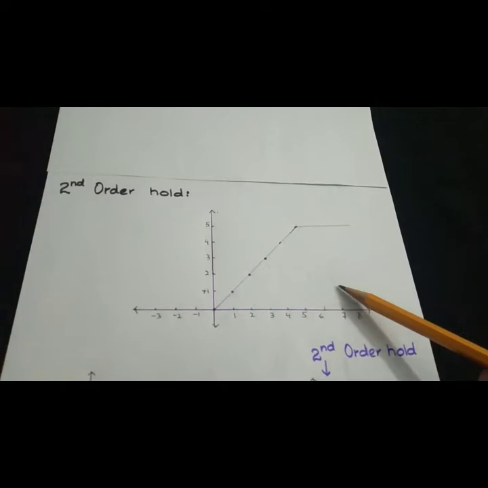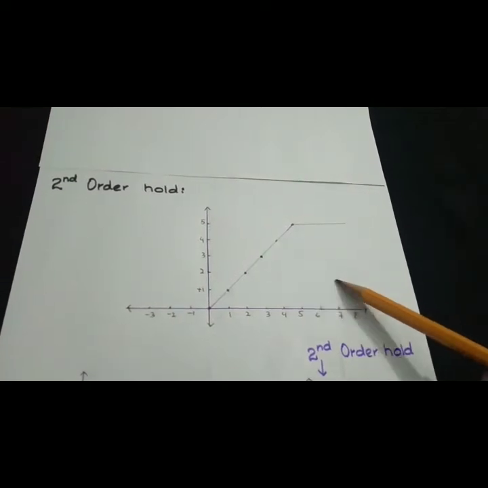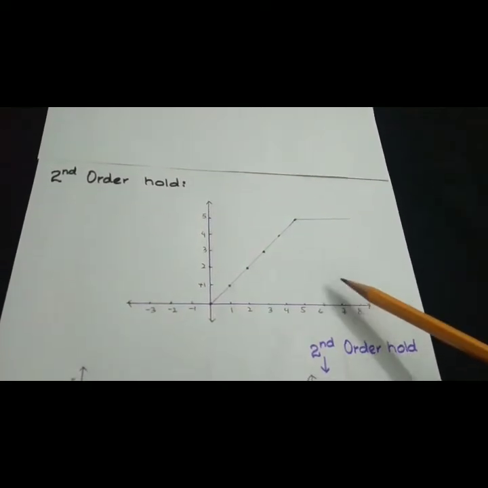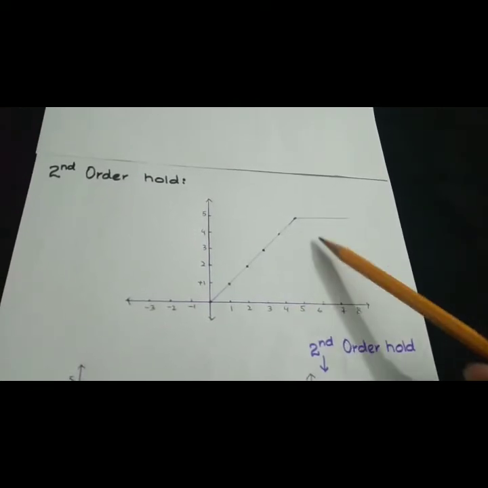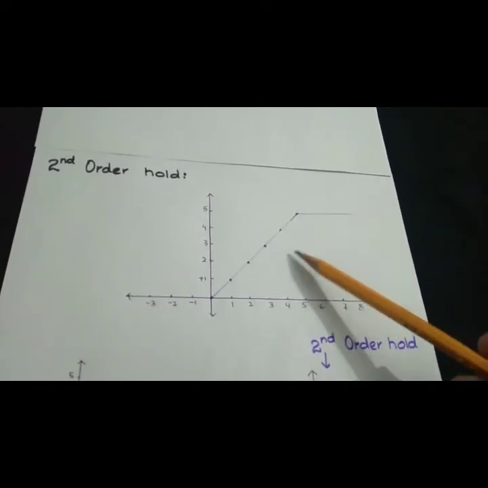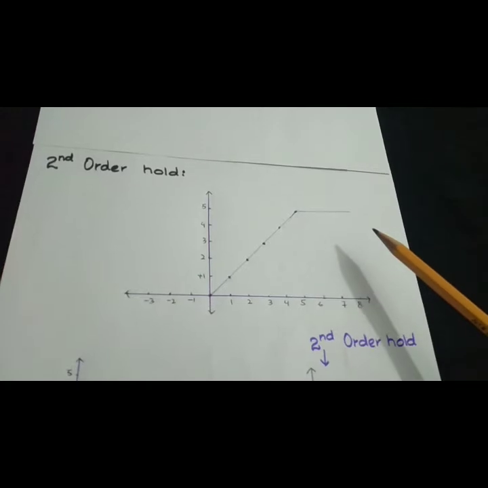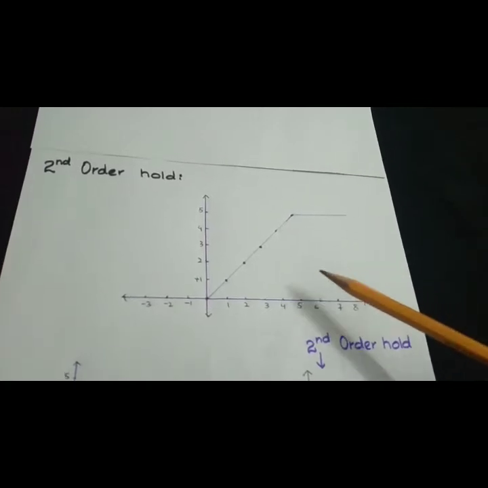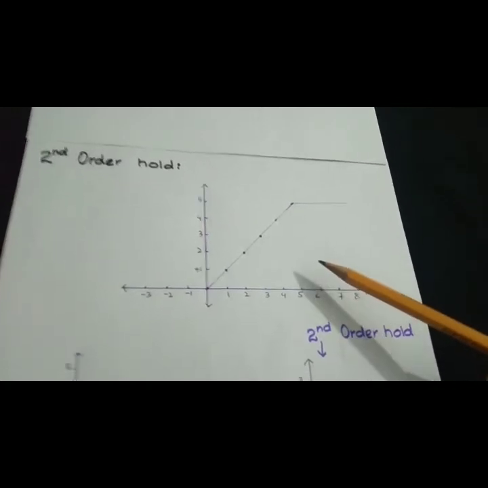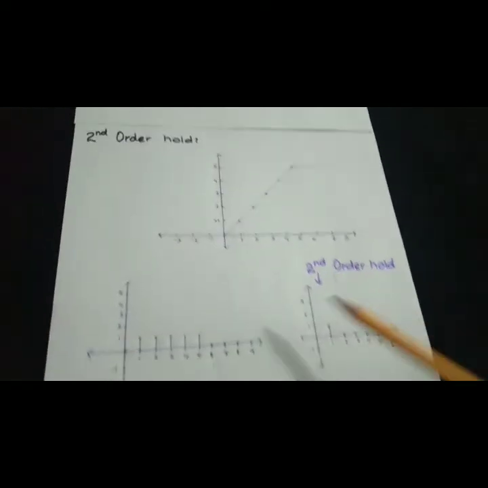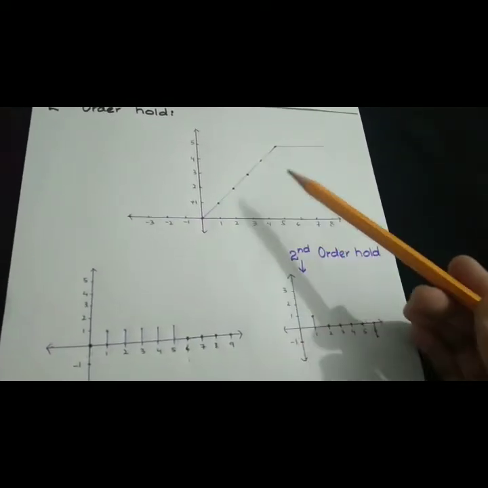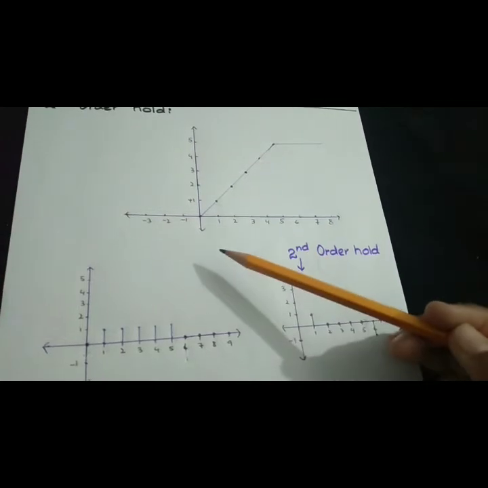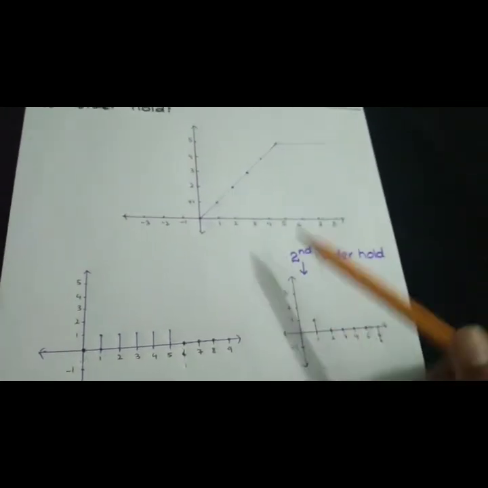Second order hold: we will consider this signal and we will find the second order for this signal. For finding the second order we have to find the first order, and how do we find the first order? We will take the derivative of this signal, and then again we will take the derivative of the signal, then we will get the second order of this signal. For first order hold, we will take the derivative. And how do we take the derivative? We take the derivative by taking the difference between 2 points.